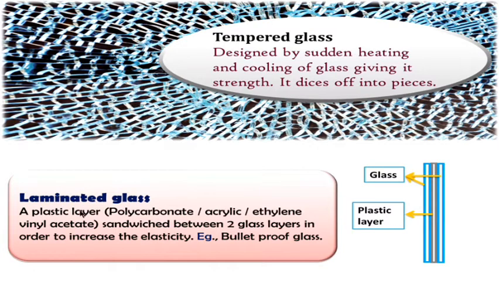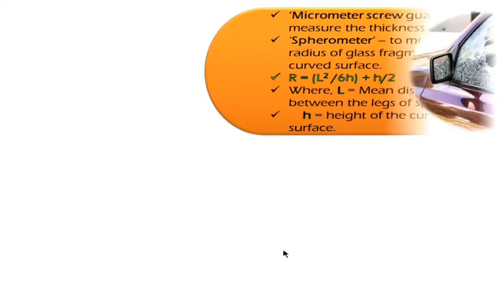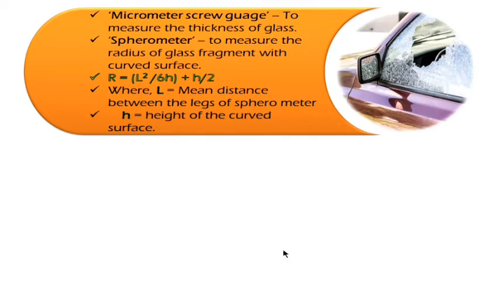This strategy is used in bulletproof glasses. If you see bulletproof glasses in cars and all, you find this laminated glass structure. Next, coming to the analysis of the glass, they use a micrometer screw gauge to measure the thickness of the glass.